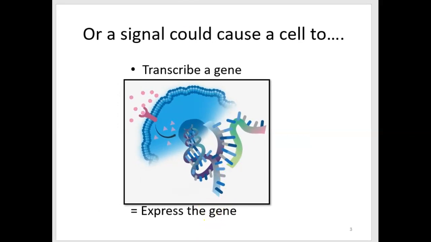Another common way a cell may respond to a signal would be to start the process of transcription, thereby ultimately producing a protein. The picture shows the signal in pink. The receiving cell is blue and has a purple receptor for the signal. When the signal binds to the cell's receptor, the process of transcription is initiated and the gene is expressed, or a protein will be made for that gene.